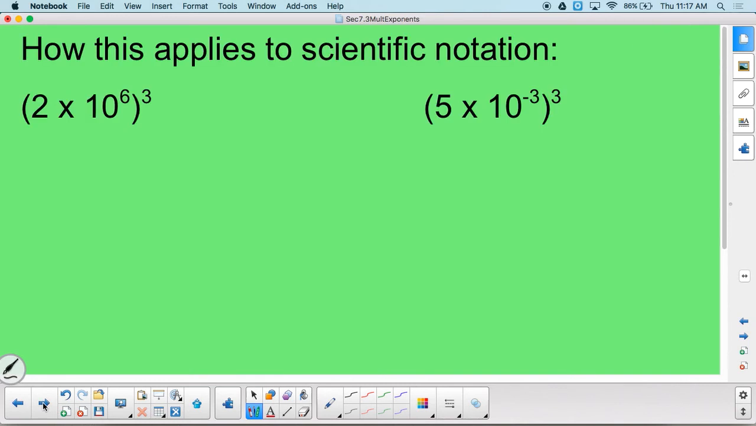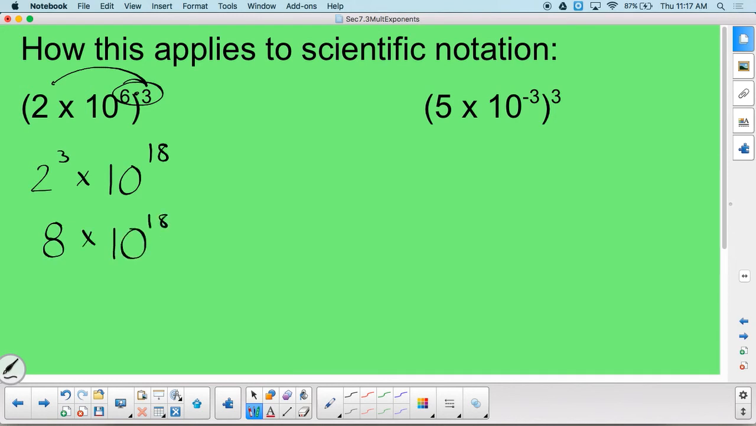How does this apply to scientific notation? I'm glad you asked. Same way. The exponent applies to everything. So this would be 2 cubed times 10 to the 6th cubed, which we know power to a power, we multiply. 18. 2 cubed is a number. 2 times 2 times 2 would be 8 times 10 to the 18th. This is in scientific notation. This is my final answer.